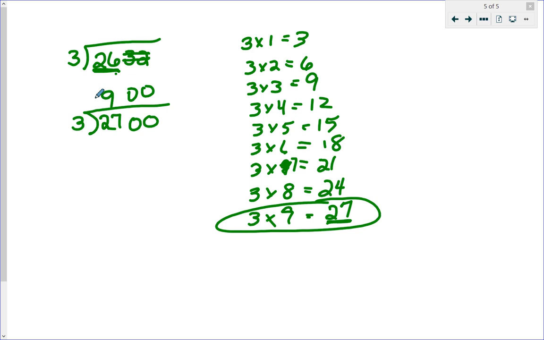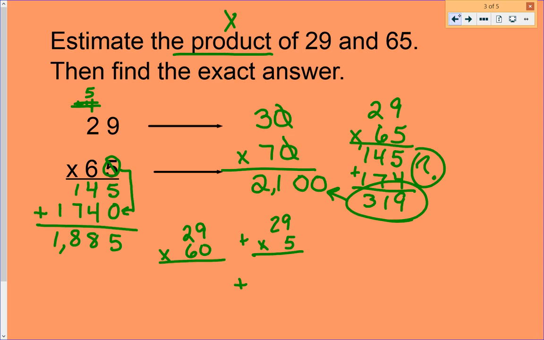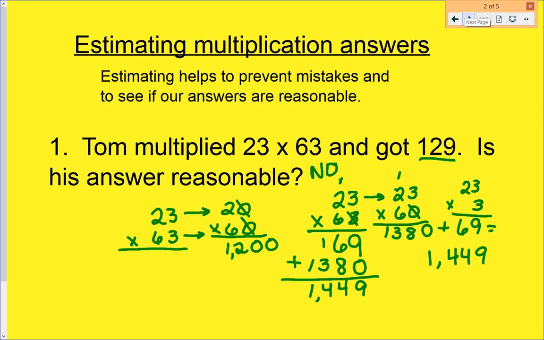Okay? That's how we use what we call compatible numbers to find the estimation of a division problem. So just a quick review with you, okay? To find the estimated answer, we're going to round each number, cross off the zeros, put the zeros back on, and then do the basic fact. That's going to give me an estimated answer. It'll also tell me if something's reasonable or not.